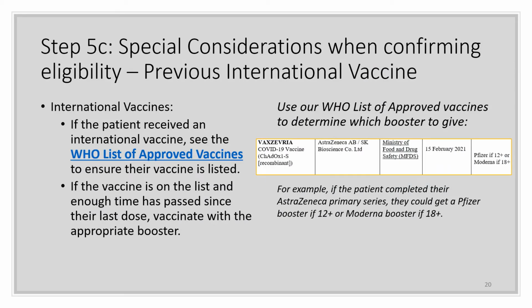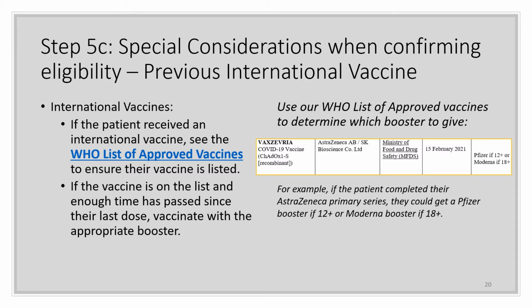The second special consideration you may encounter is assisting patients that have received vaccines abroad. If the vaccine they received is not one of the 3 offered in the US, which are Moderna, Pfizer, and J&J, we need to refer to the World Health Organization and CDC guidance. At each clinic, we have a list of approved vaccines. If the vaccine is on that list and enough time has passed since their last dose, we can administer the appropriate booster.